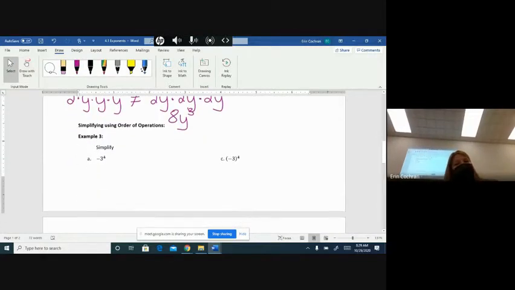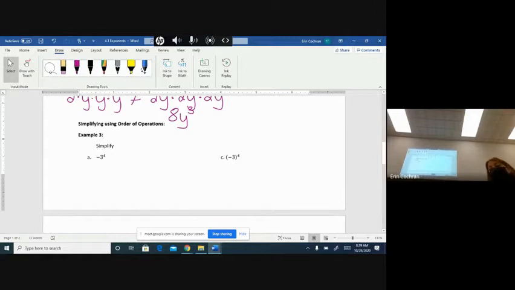Go ahead and simplify these for me. Negative 3 to the 4th and the quantity of negative 3 to the 4th. Are these going to be the same answer? No. Okay.